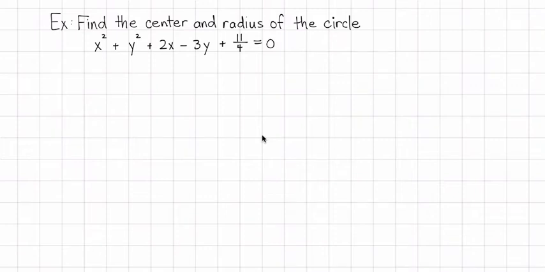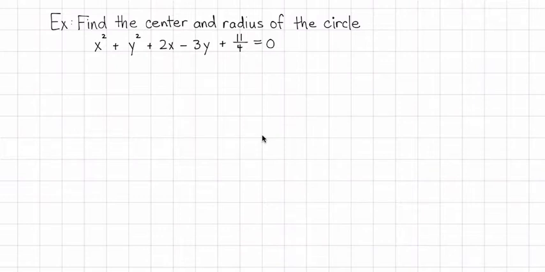Okay, so this says find the center and the radius of the circle x squared plus y squared plus 2x minus 3y plus 11 fourths is equal to 0. So this equation here, you might not necessarily be able to recognize that it's a circle.